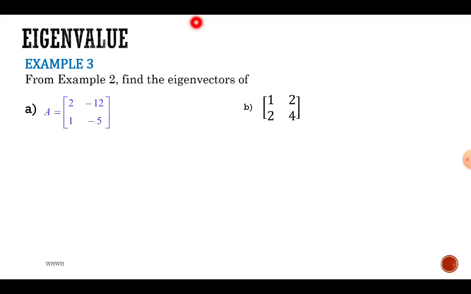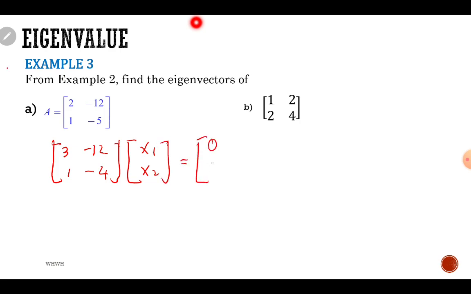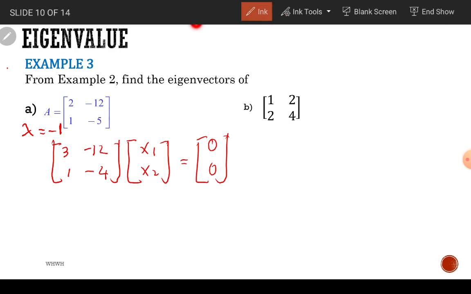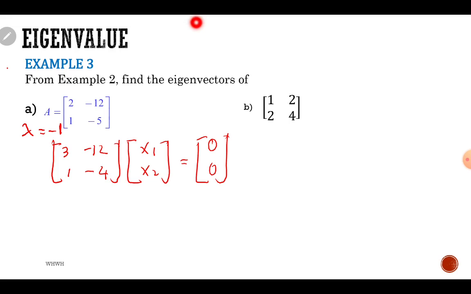Okay, saya tulis balik lah tadi jawapan tu. Nasib baik ada masih ingat lagi. 3 negatif 12, 1 negatif 4 darab dengan our matrix X, X1, X2 equals to 0, 0. Okay, so this is for the case lambda equals to negative 1. Later on we'll try for the second value for lambda equals to negative 2. Untuk yang ni, ni is a very important step to make sure that you will get the correct eigenvector.